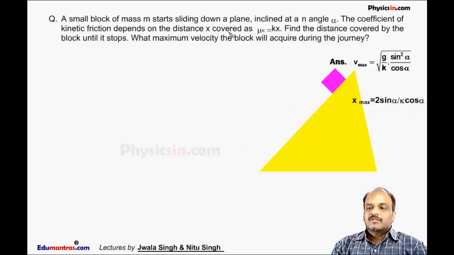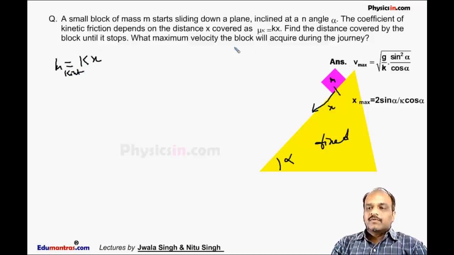A small block of mass small m slides down an inclined plane of inclination alpha. This angle is alpha. The coefficient of kinetic friction depends on distance covered. This is fixed. Here this distance is x and it is given mu is equal to k into x. This is kinetic, and x is the distance covered by the block. Find the distance traveled by the block when it stops.